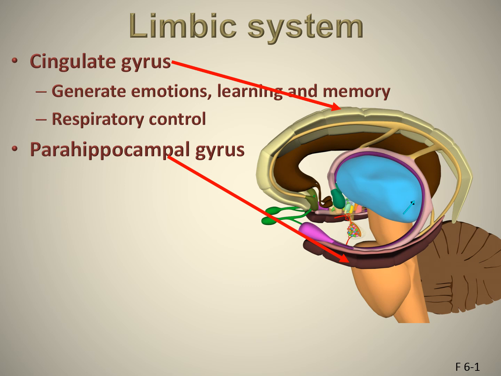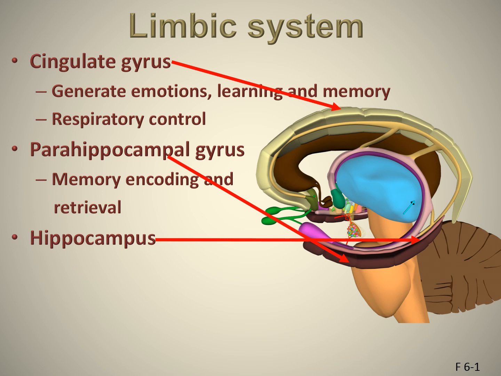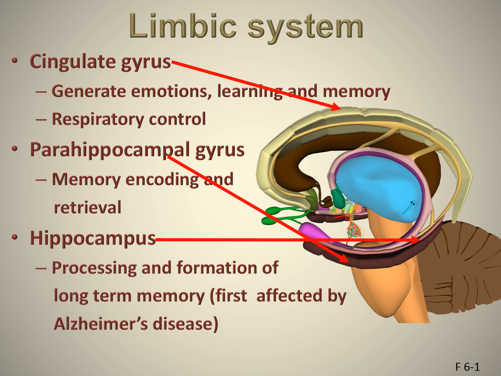The parahippocampal gyrus, located at the base of the structure related to the limbic system, is in charge of encoding memories in order to store them and then to retrieve them. Just above or sitting on top of the parahippocampal gyrus is the hippocampus. This area processes and creates memories that will be stored for a long term. This is the area that is first affected by Alzheimer's disease.